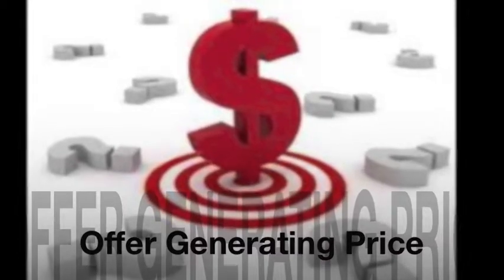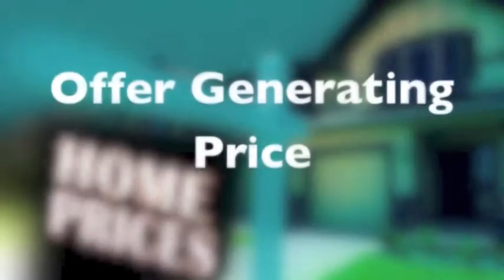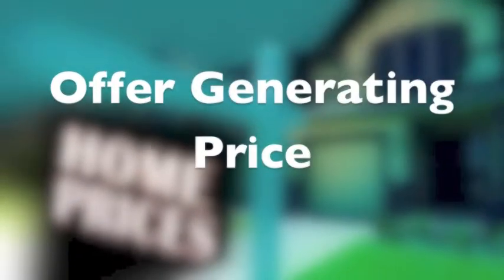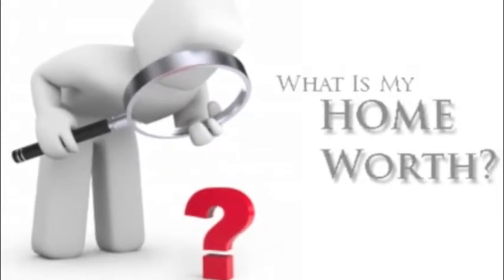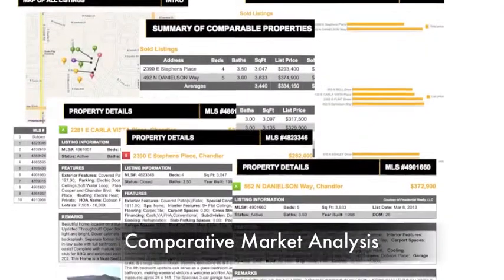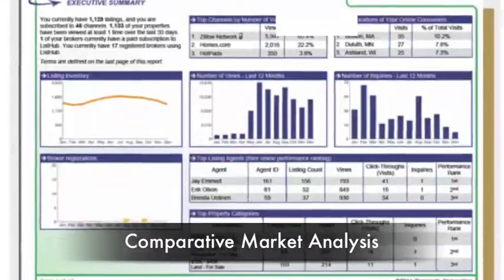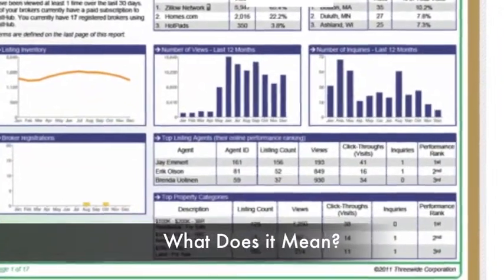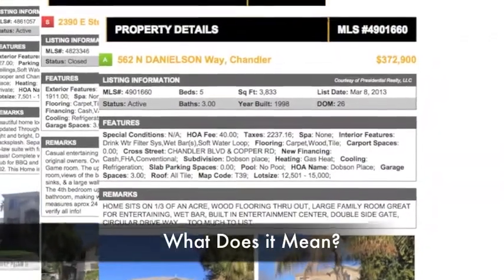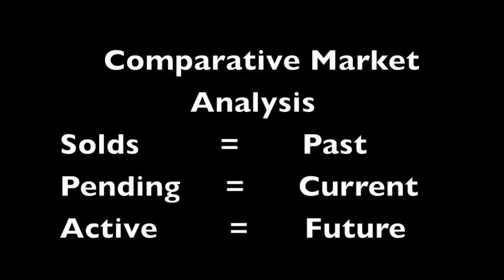Pinpointing the offer-generating price of a property is one of the most helpful things a skilled real estate consultant can do for sellers or buyers. A comparative market analysis, or a CMA, provides a good deal of data. But what does that data mean, and how do you use it to make good decisions? Well, the CMA gives us a view of the past, present, and future.